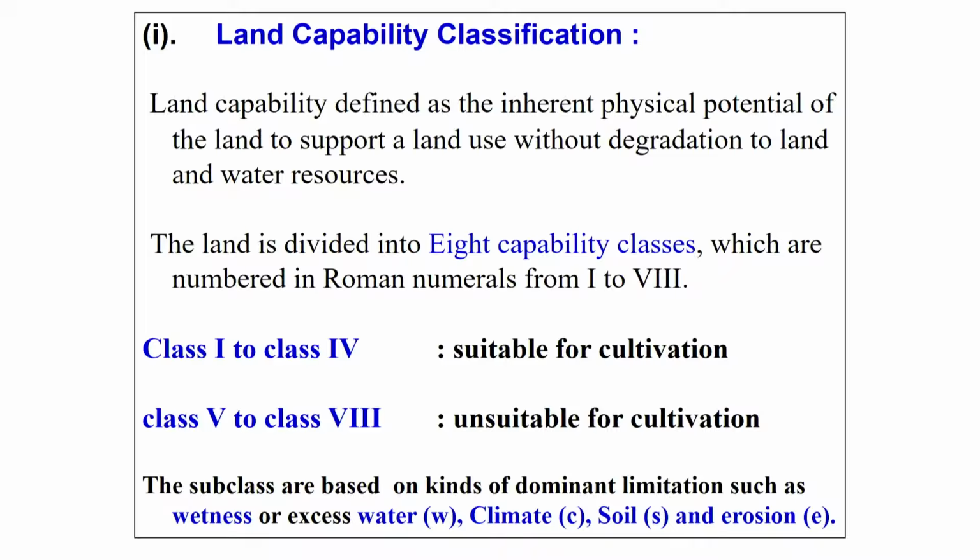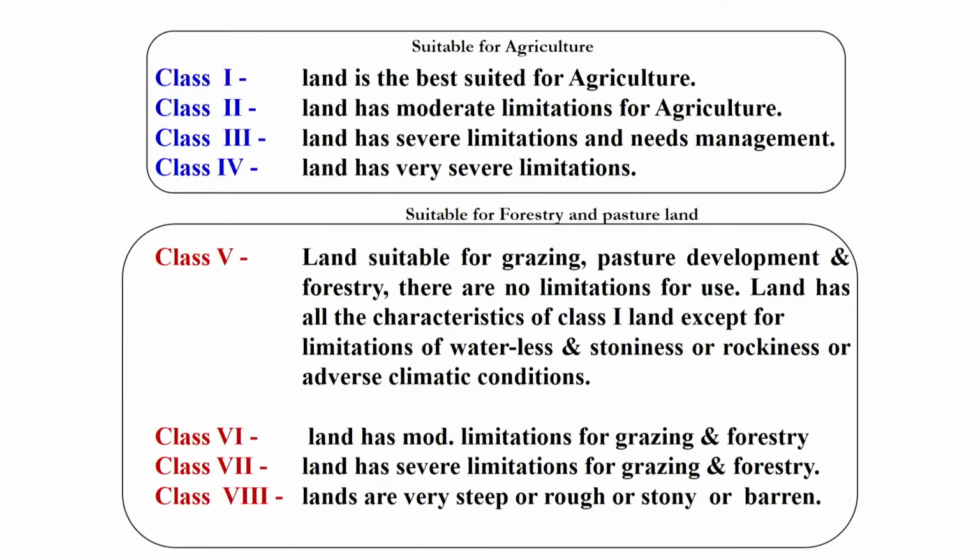Soil limitation means depth may be a limitation of the soil, or texture may be the limitation, because if your texture is very coarse or very clayey, very fine, then different kinds of crops can be grown. And erosion, a degradation factor, is also taken into account. So you see the description of land capability classes.